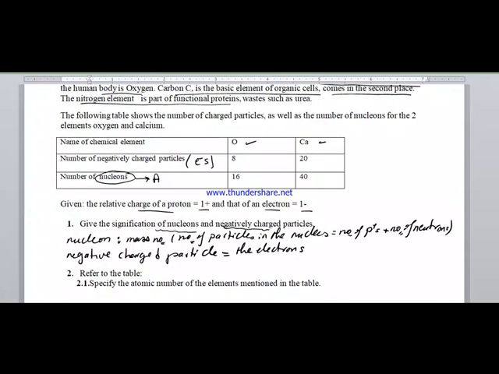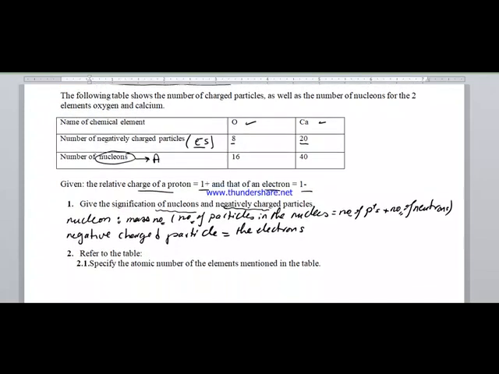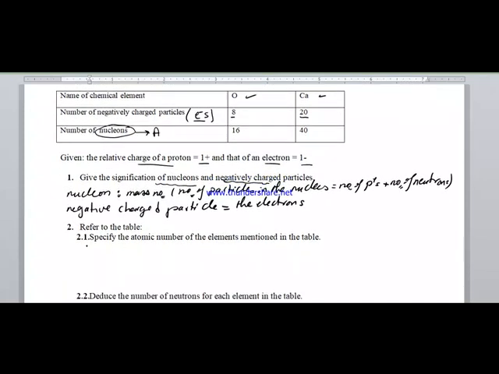Part 2, 2.1 specifies the atomic number. Since we have the number of electrons equal to 8 for oxygen and 20 for calcium, and we know that the number of electrons equals the number of protons in a neutral atom, the atomic number of oxygen is 8 and that of calcium is 20.